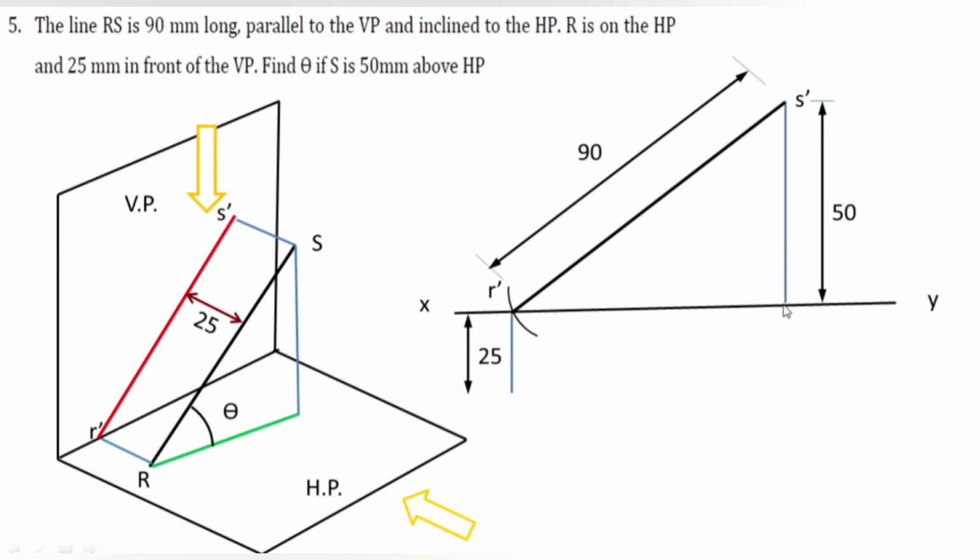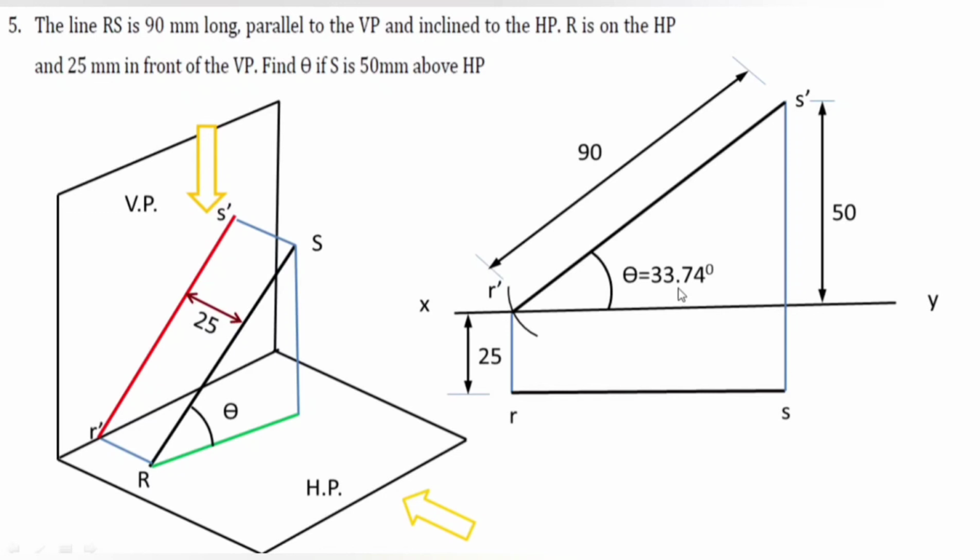Again, I need to draw a perpendicular from this point also. Okay, so in this way, this end is my small r and this end is my small s. I need to join them, and later on we can do the naming also. Now we can easily measure this angle, because examiner is asking what is the value of theta which the line is making with the HP. So after measuring this angle, this theta value comes out to be 33.74.